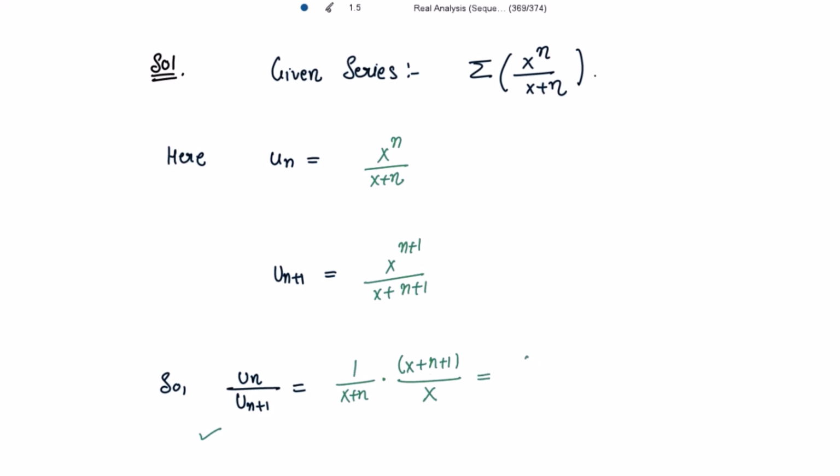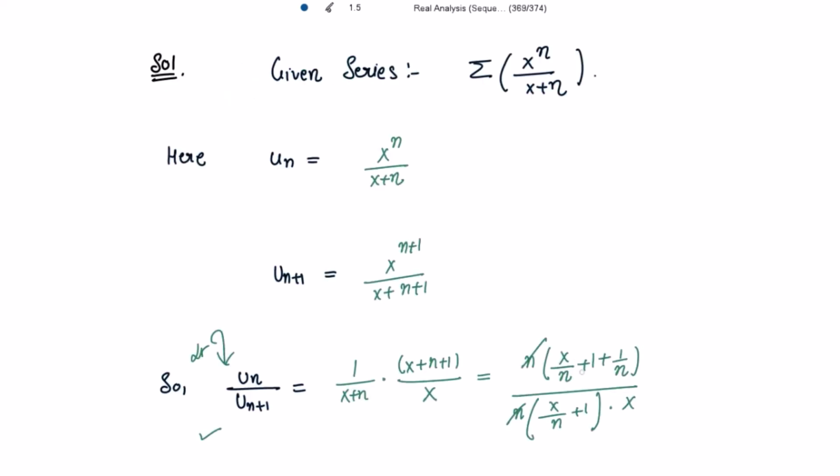And now we are going to take n common from the numerator and the denominator. So this is x divided by n plus 1 divided by n. And then in the denominator, if I take n common, I get x divided by n plus 1 into x. So this n cancelled out with this n. And now we are going to take the limit on this ratio.